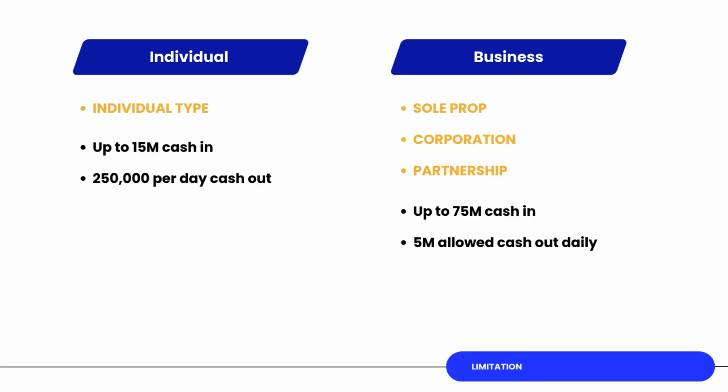If you have registered a business, your account type will depend on your business structure. Whether you're a sole prop, corporation, or partnership, a business account allows you to receive up to 75 million cash in and withdraw up to 5 million per day.